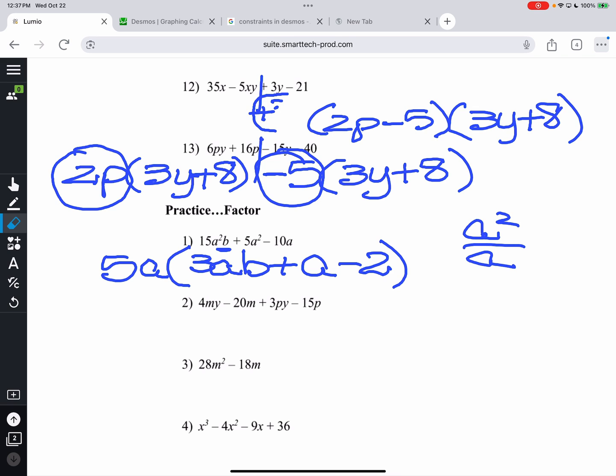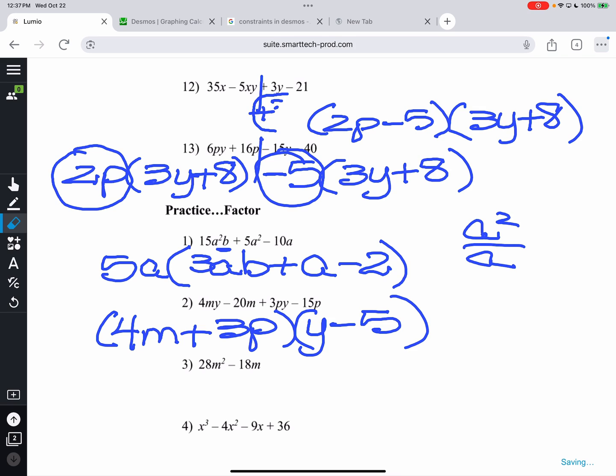Work number 2, guys. Oh, I already got it. What do you got, Mamie? I might be wrong. I got 4M plus 3 in one of the answers. 4M plus 3P's. Looking good. And the other one is Y minus 5. Yes. Perfect. Everybody good with her answer? But you need to put both answers, right? Well, you list the left behind only once.